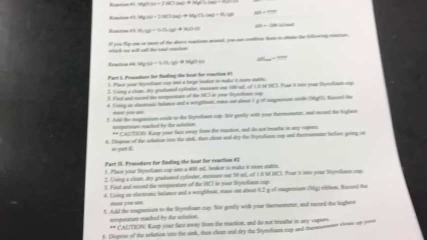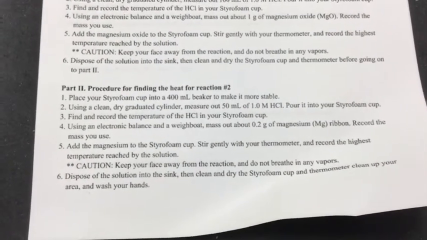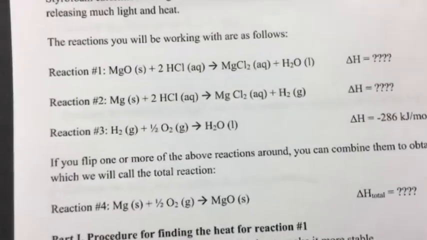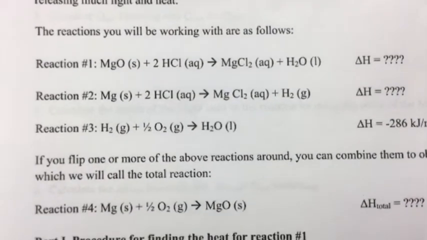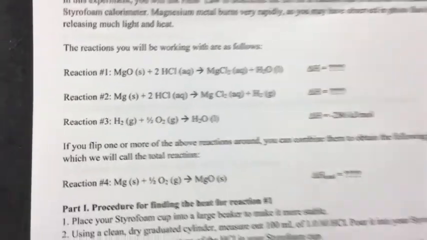All right, for part 2 of the experiment, we're going to do the exact same thing, except that we are going to do our second reaction, which is the magnesium plus the hydrochloric acid. That's going to turn into magnesium chloride and hydrogen gas.